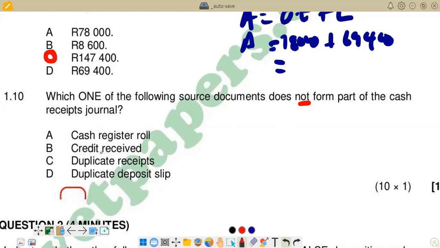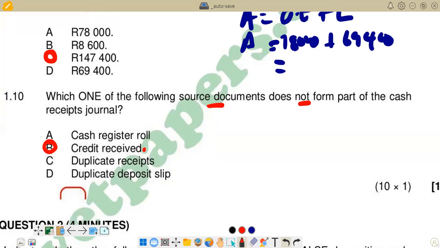So you see that here is credit received. And then you can see that credit received is not a source document. So we can point it out there. But the cash register roll is used, duplicate receipts is used, duplicate deposit slip is also used. So credit received becomes out because it is not a source document. So here we are saying credit received. So this is what we have in terms of the last part of question 1.